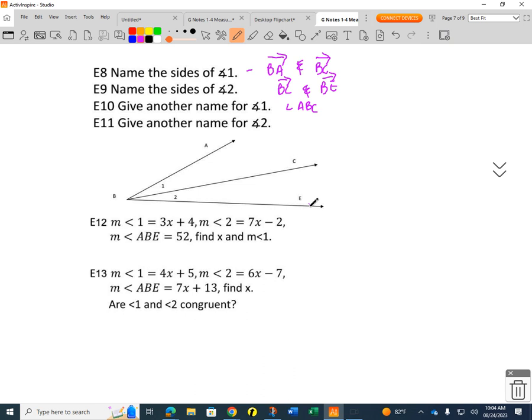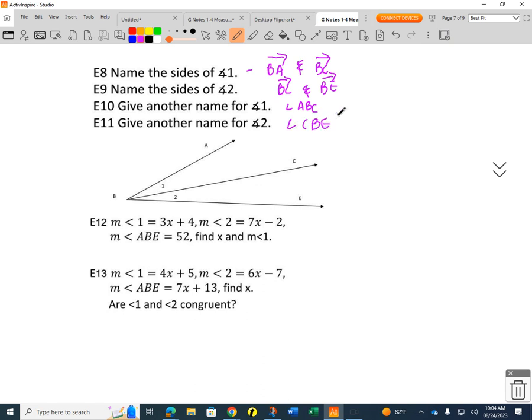Remember, we named it with the vertex in the middle, right? So if this is angle 2, we could also do this or that. Give me whatever. It's going to be 3. So you have to name an angle with 3 points. The vertex has to be in the middle. CBE would work. Angle CBE.